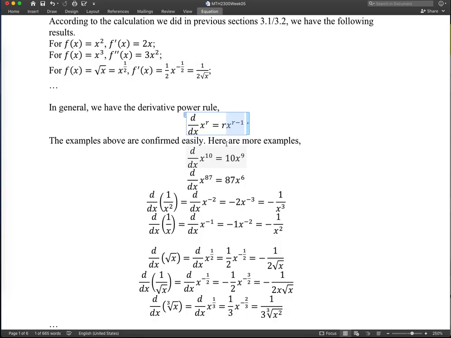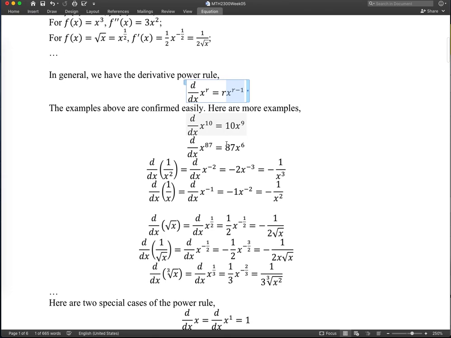And I have a few more examples, like the derivative of x to the power of 10. Bring down this 10 as the coefficient for x. At the same time, decrease this 10 by 1, and still keep that as a power: 10 times x to the 9. And another weird power function, x to the power of 87. That is 87 times x to the 86.